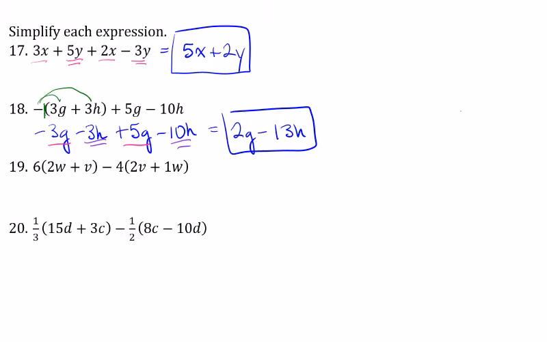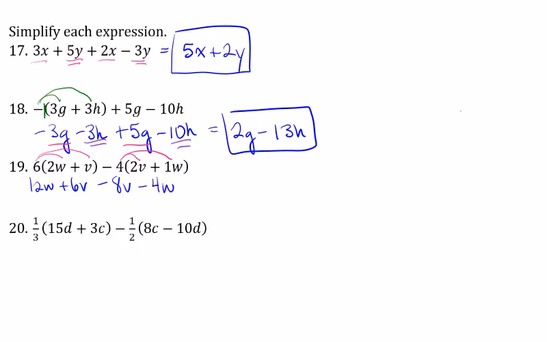Number 19. Here we have two situations where we're going to use the distributive property, right? So nothing to do inside here because they're not like terms. Same thing here. And so we're going to distribute first. 6 by 2w. 6 multiplied by 2w is 12w. 6 multiplied by v is 6v. Okay, then we're going to do the same thing with the negative 4 here. Negative 4 multiplied by 2v is negative 8v. Negative 4 multiplied by 1w is negative 4w.